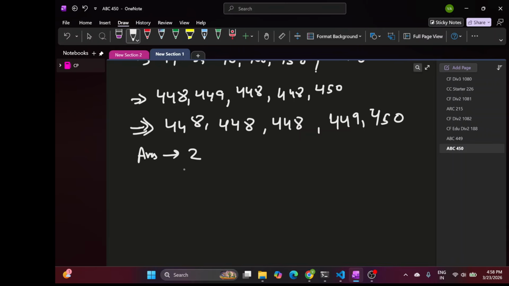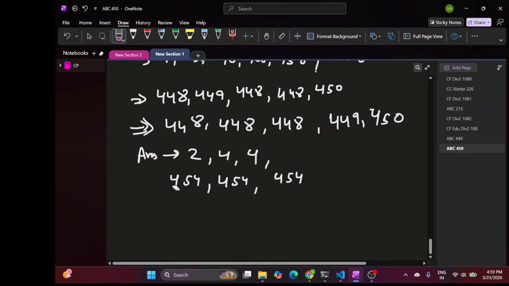Then we'll increase 448 to what? 454. So now our answer for this is what? 4. After this, right, answer will come out to be 4. Then we'll increase another 448 to 454. So our answer is again 4. Now for again another 448 to 454.